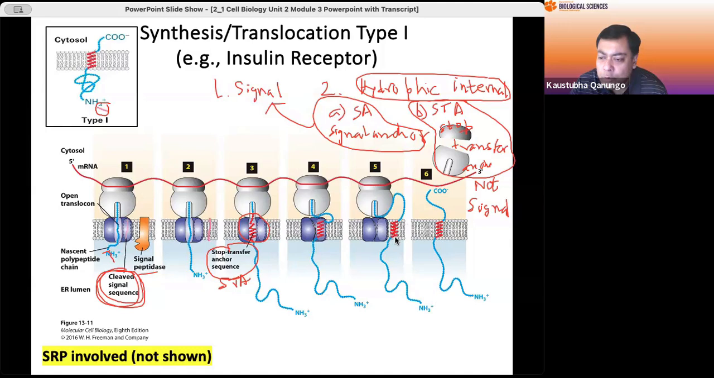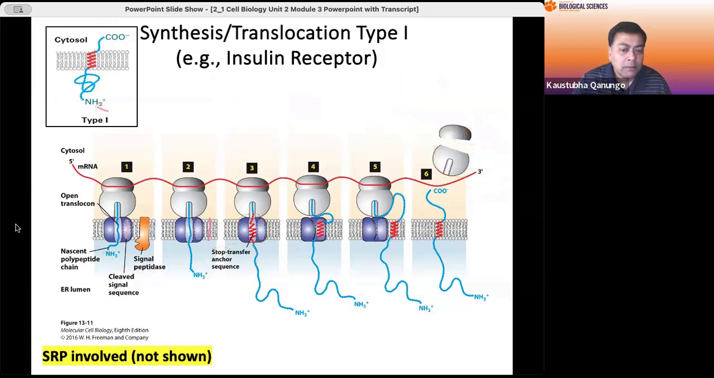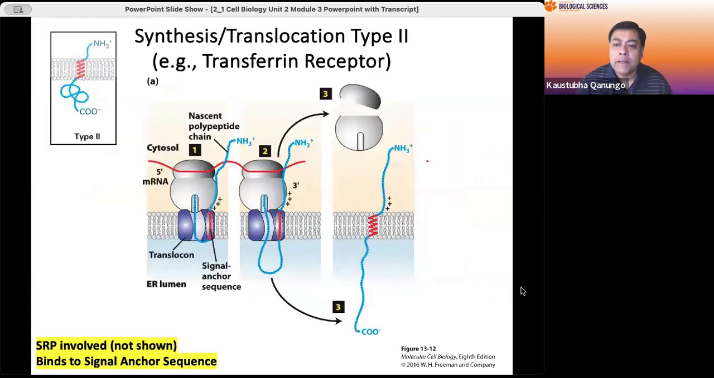Once it is into the membrane, this is a hydrophobic sequence, the rest of the protein is synthesized. Now you can see your N-terminal is on the luminal side. You have a hydrophobic sequence, and the C-terminal is on the cytosol. So this is how this type 1 membrane protein is inserted into the membrane. Only one signal sequence followed by a stop transfer anchor sequence. All right, so let's go on to the next type.